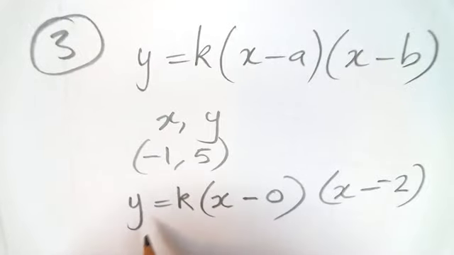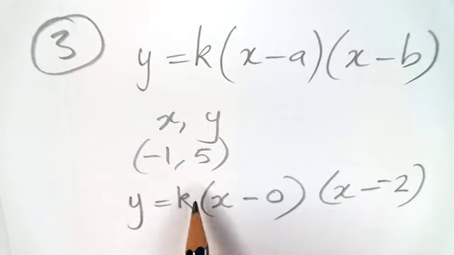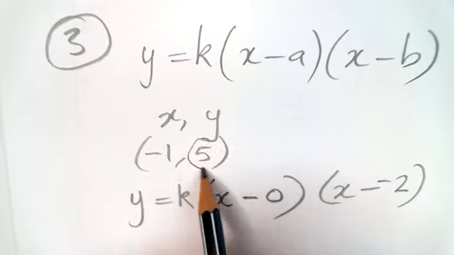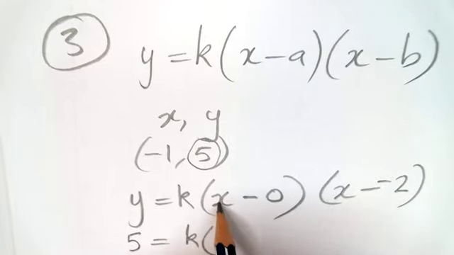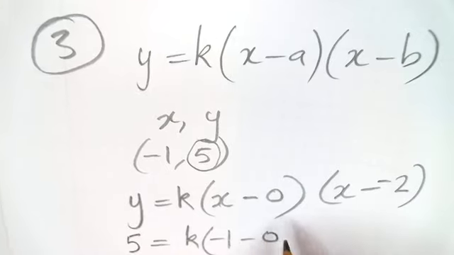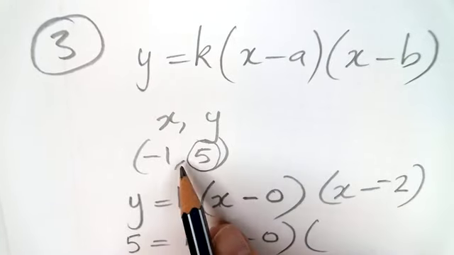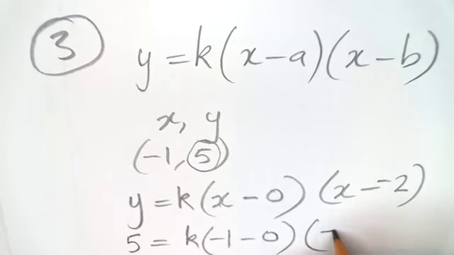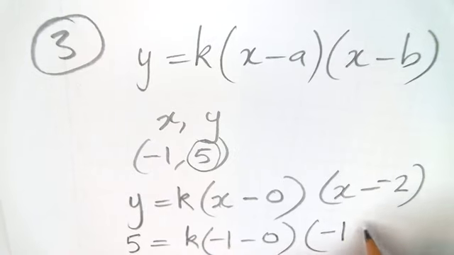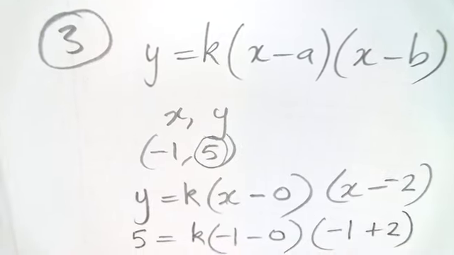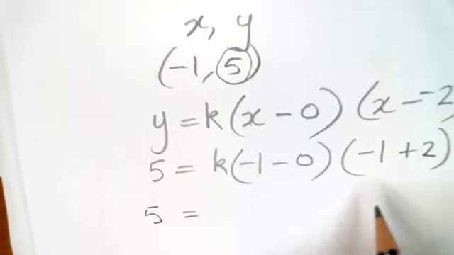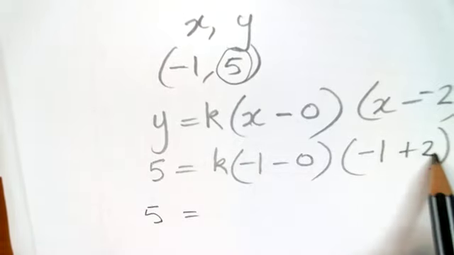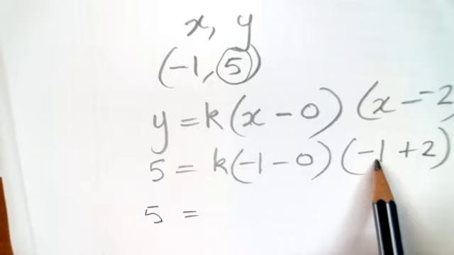So we'll rewrite this out, and this time we're going to add in the x and y values. Well, the y is 5, so I'm going to have 5 is equal to k. X here is negative 1 minus 0. And here I've got negative 1 minus negative 2, which is plus 2. And I can quickly resolve that.